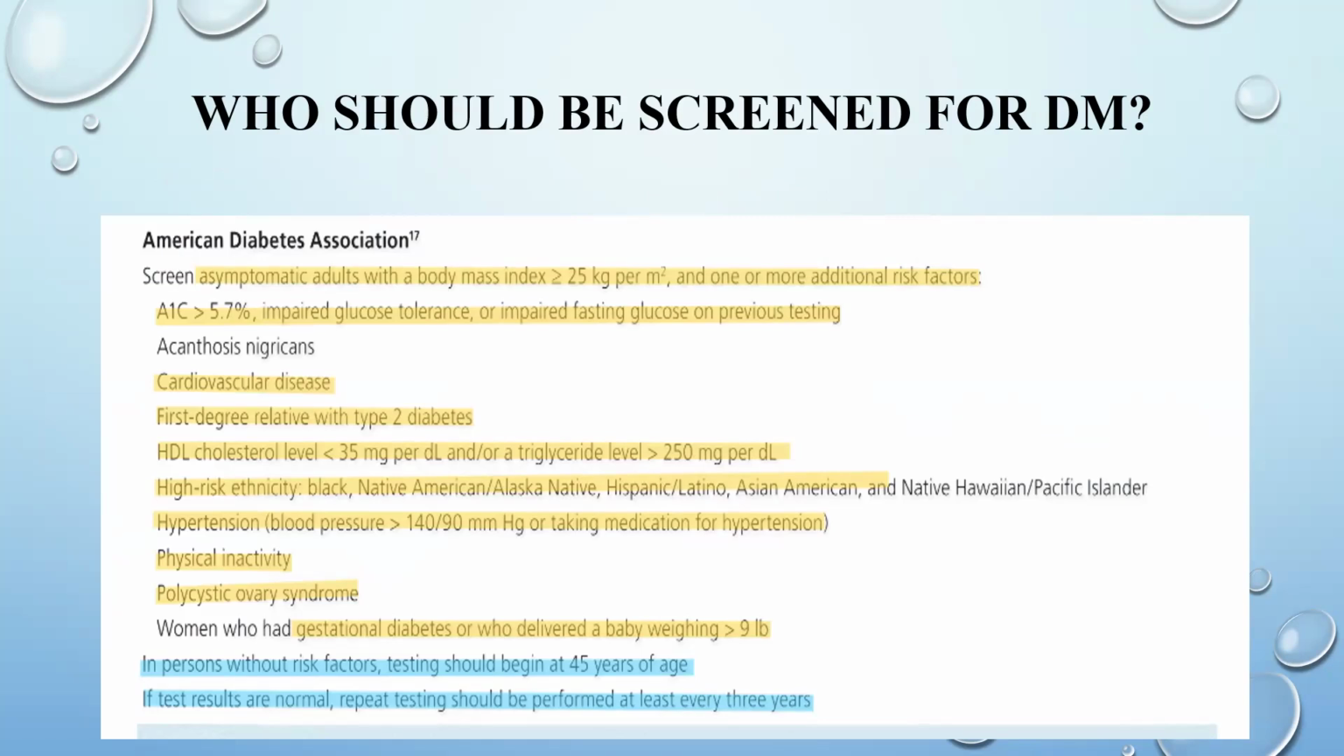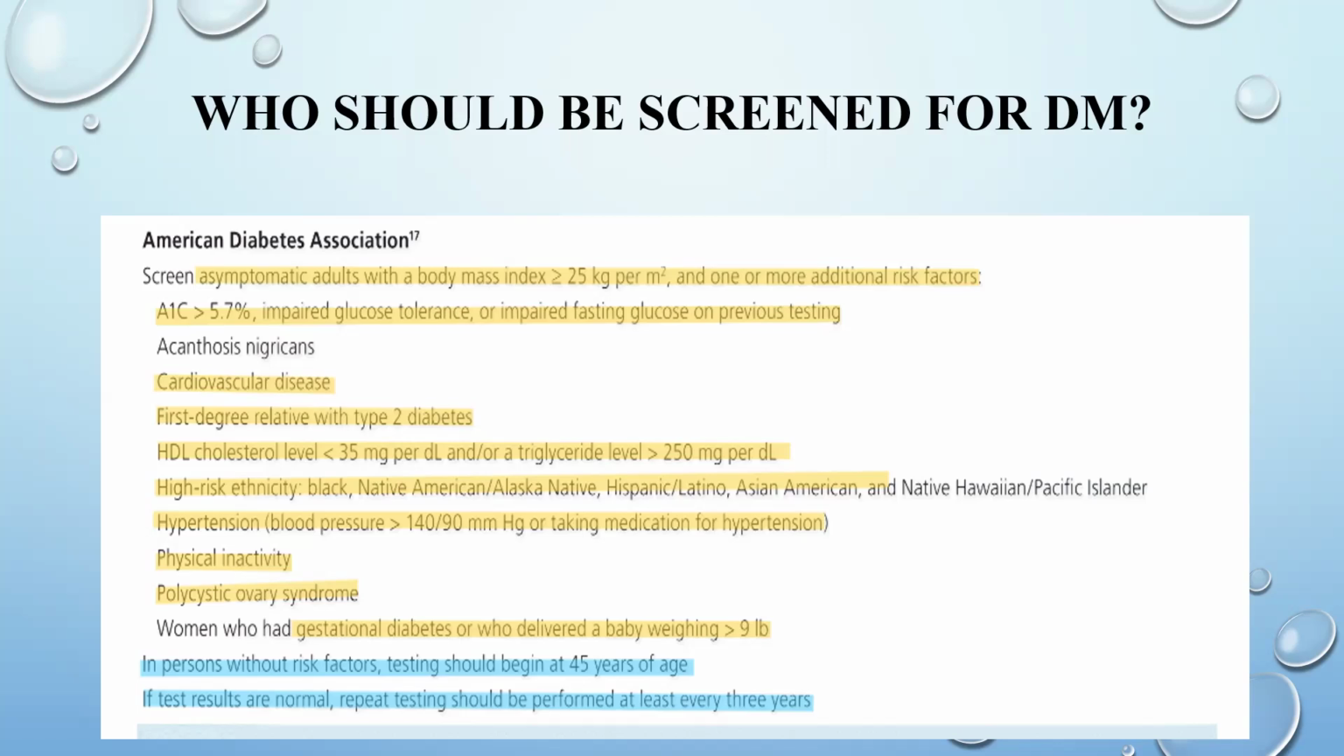Cardiovascular diseases, first degree relatives with type 2 diabetes mellitus, HDL cholesterol level of less than 35 mg per dl, or a triglyceride level of greater than 250 mg per dl. High risk ethnicity like Black American, Native American, Asian Americans, Hispanic, hypertension, blood pressure of greater than 140 by 90 millimeters of mercury, or any person who is taking a medication for hypertension should be screened for diabetes.